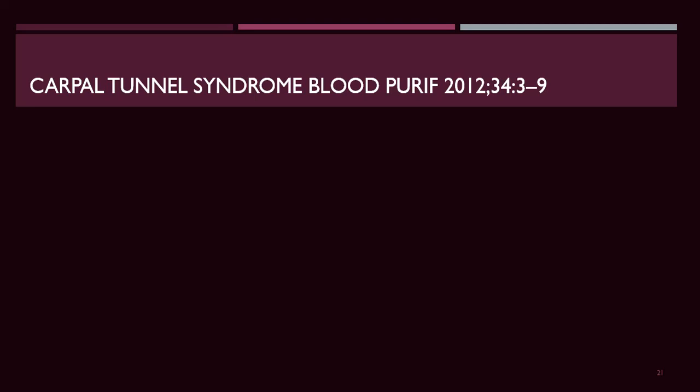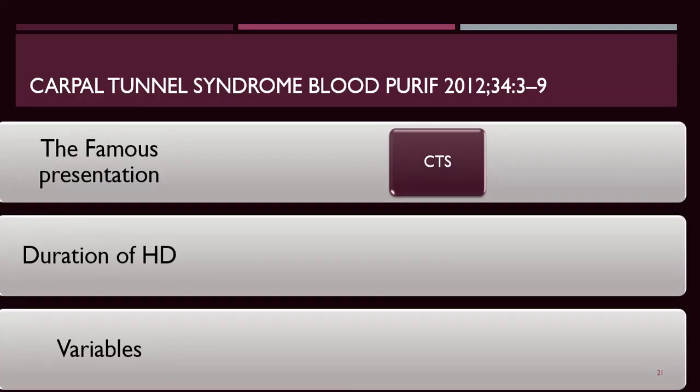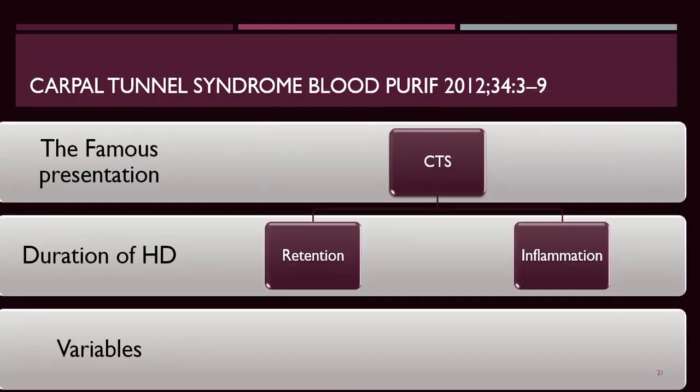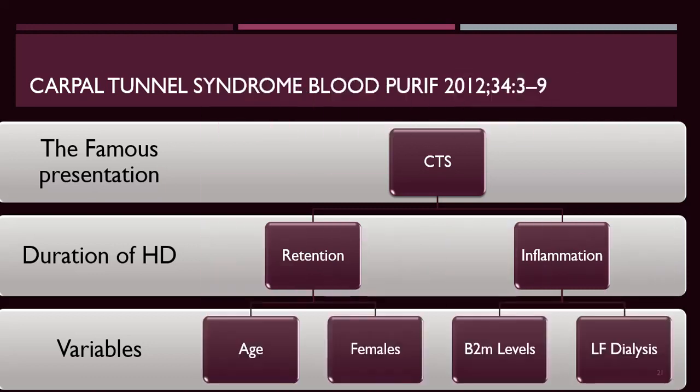Carpal tunnel syndrome is a famous presentation, and depends on the duration of hemodialysis, from retention as well as from inflammation. Age, female sex, beta-2 microglobulin levels, and low flux dialysis, all these 4 variables increase the deposition. So carpal tunnel syndrome is one of the clinical presentations of dialysis-related amyloidosis.